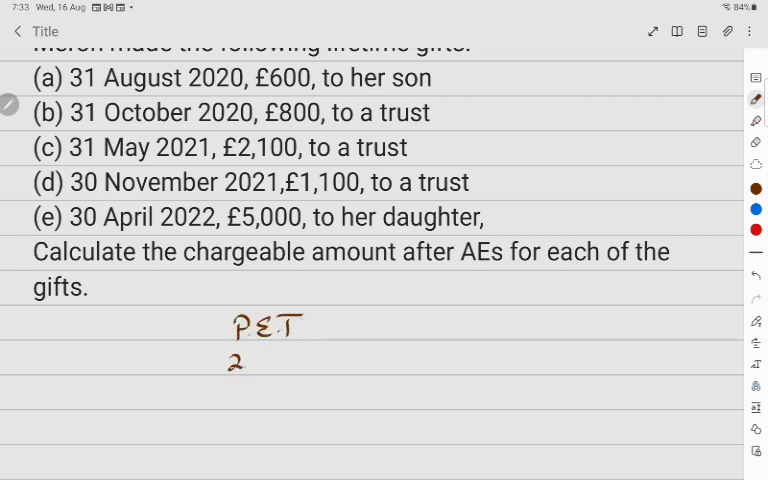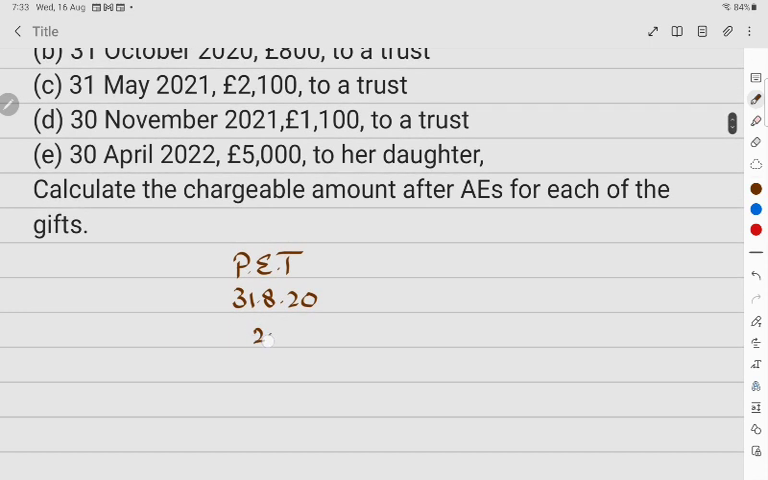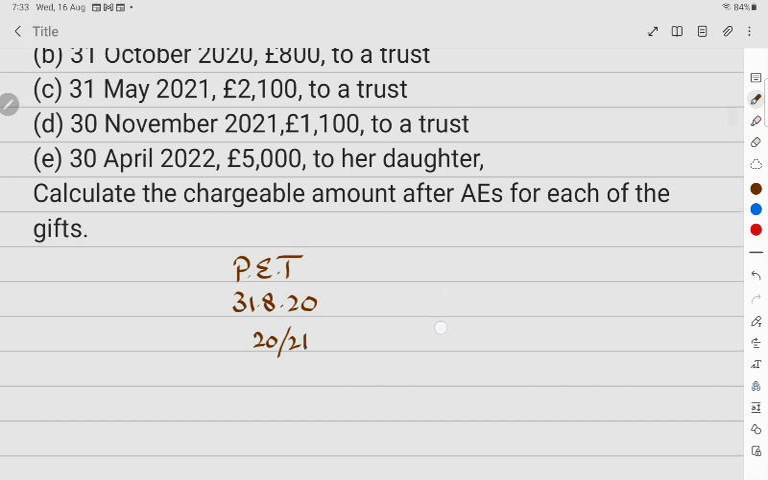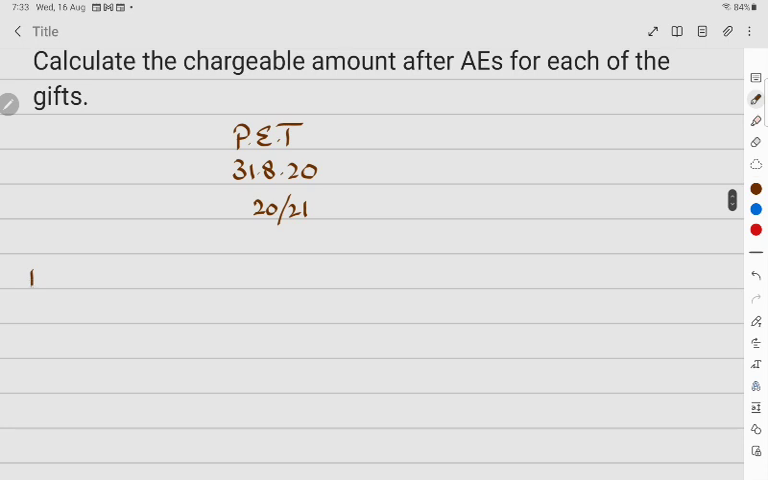Date of gift is 31st August 2020. So this is a tax year 2021. The transfer of value is 600. When you deduct the annual exempt amount of current year from this, there is no chargeable amount.